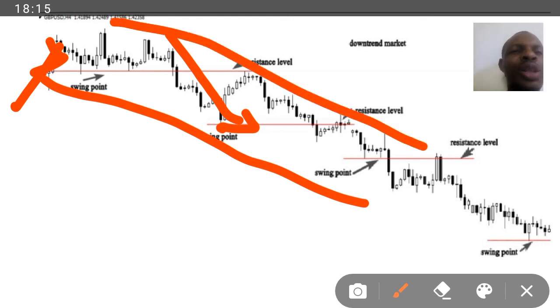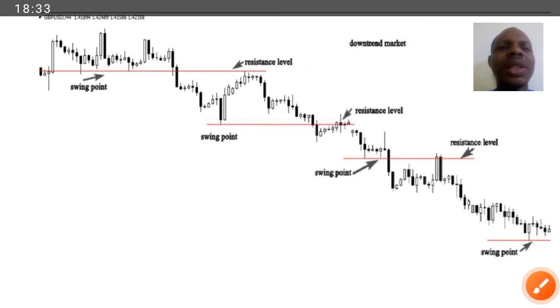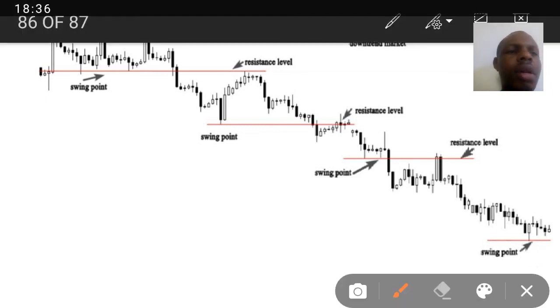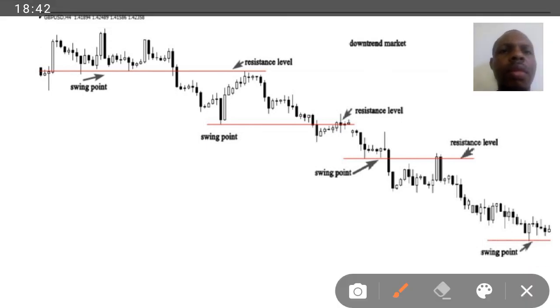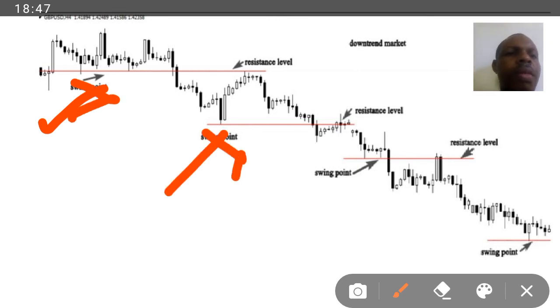What did I just draw now? That's a trend line. So a trend line can also help us do it. If you draw a trend line, it will show you a clear picture of what is happening. So there was a swing point here. There was a swing point here, here, and here, and here.